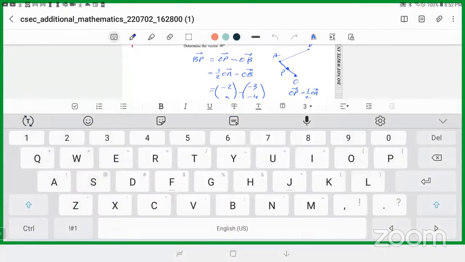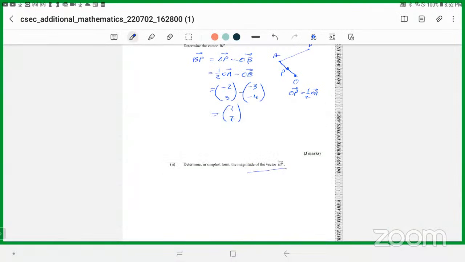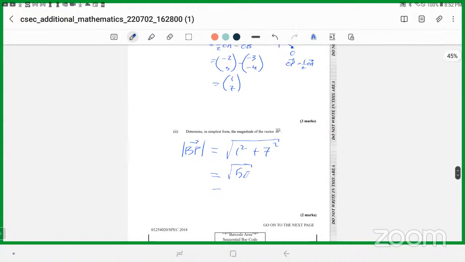Wait, another page. We want the magnitude of DP. This is easy. It's part of it. This is DP. Then the magnitude of DP would have been the square root of 1 squared plus 7 squared. That's 49 and 1 make 50. It will be the square root of 50. But I said I want it in simple form. So this can be written as the square root of 25 times 2. The square root of 25 is 5. So it will be 5 root 2, 5 root 2 units.